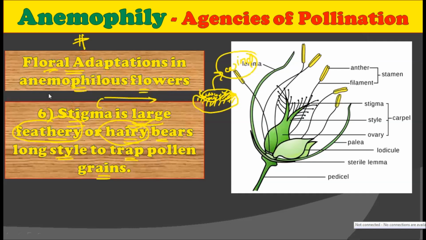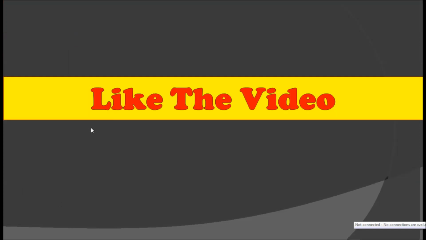So in the floral adaptations of the anemophilous flower, the stigma is large, feathery or hairy and bears long styles to trap the pollen grains. So all this is about the anemophilous plants.